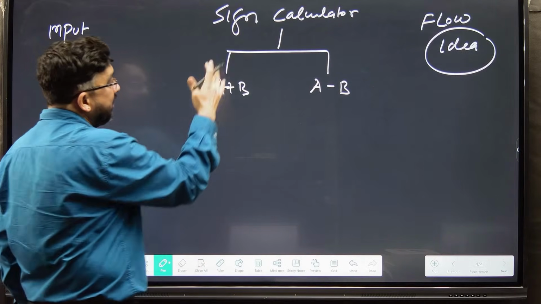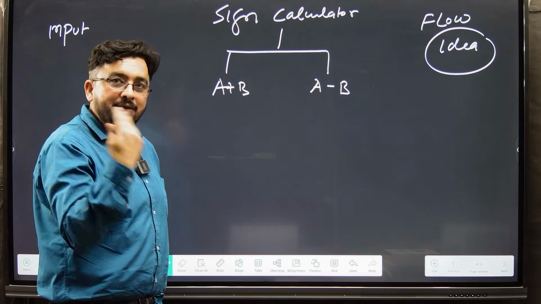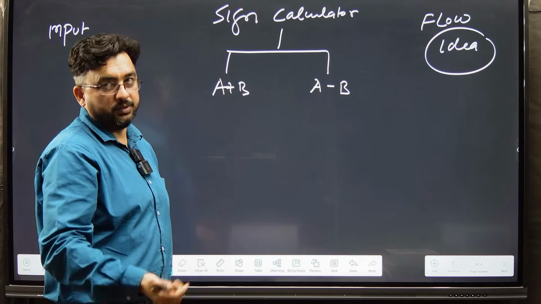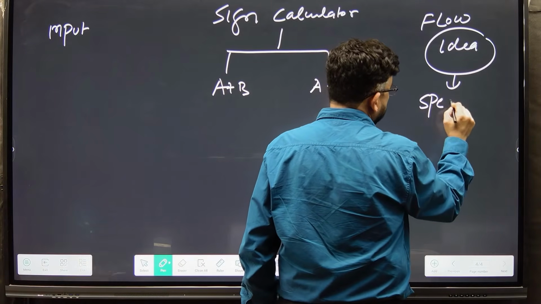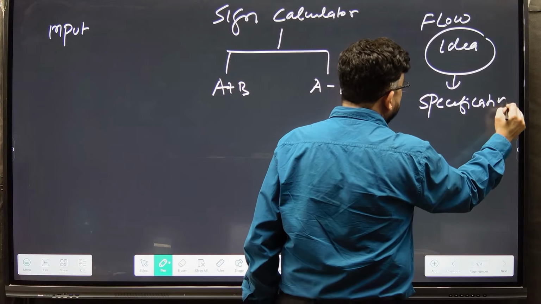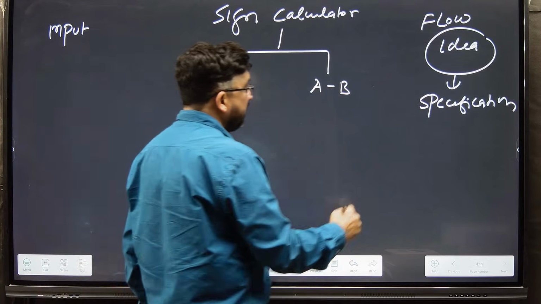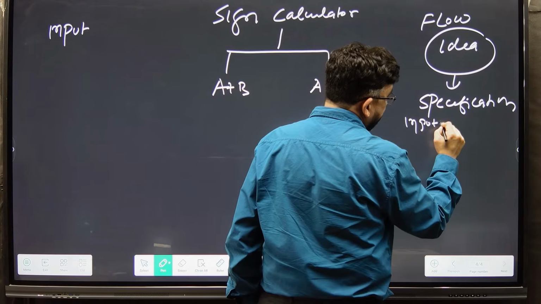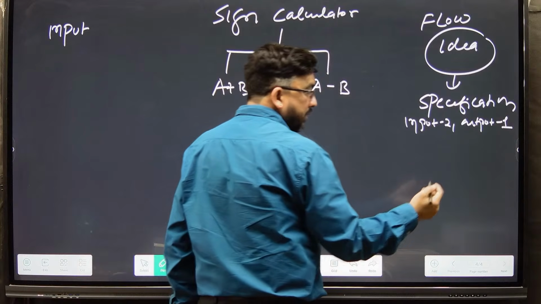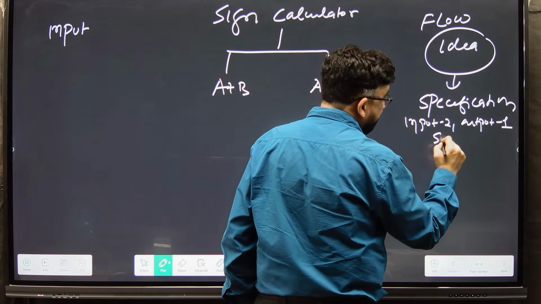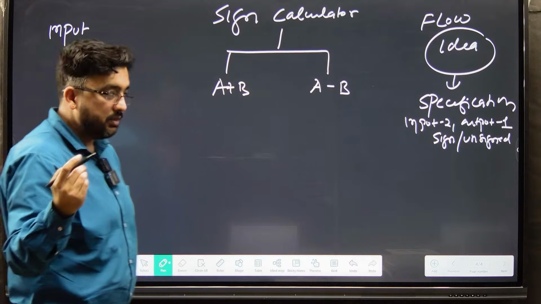So my idea is to implement a calculation between two inputs, and then I will add the sign to get the sign output. This is my idea. Then what is my specification? My specification is two inputs, one output. Input is 2, output is 1. And sign and unsigned input and output is my specification.